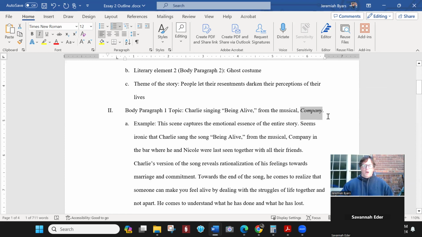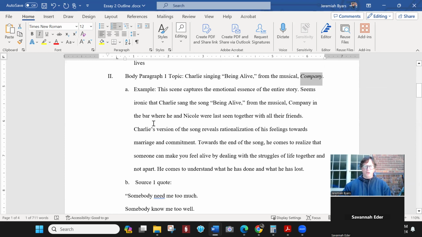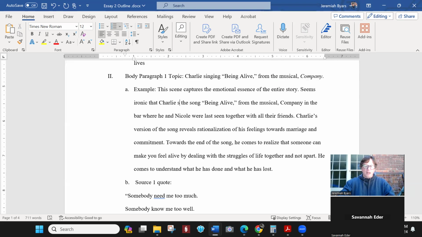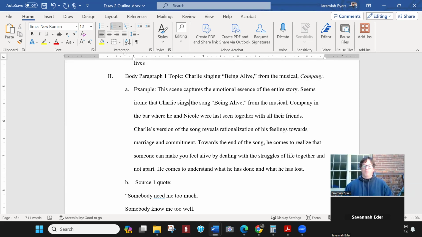All right. I want to make sure that you had a topic that you wanted to discuss. The scene captures the emotional essence of the entire story. Seems ironic that Charlie sang the song being alive. Now look, remember, literary present. Charlie sings. In the paper, it should be sings the song, because if I go to that exact spot in the film, Charlie's doing it. He's singing the song. So sings the song being alive from the musical Company in the bar where he and Nicole were last seen together with all their friends.